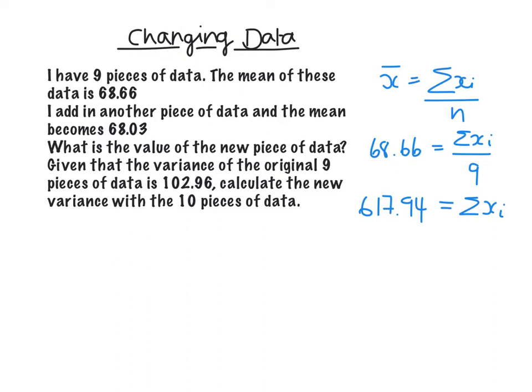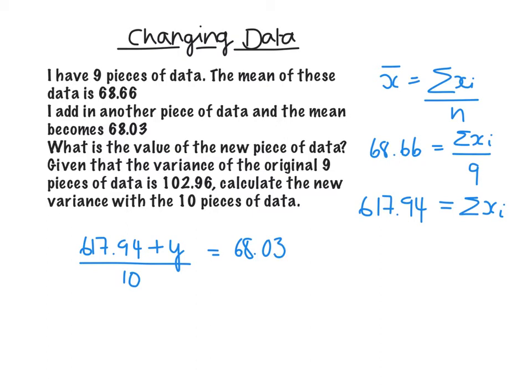Okay then, well, we should be able to say that what we would do to find that new mean is take the 10 pieces of data and total them up. So that's the 617.94 total from the first 9 pieces of data plus my 10th piece of data. Call it y, because we've used x already. And that divided by now 10 pieces of data is 68.03.